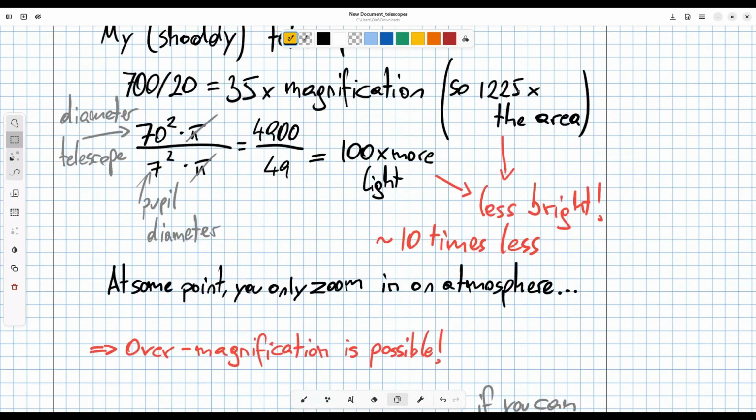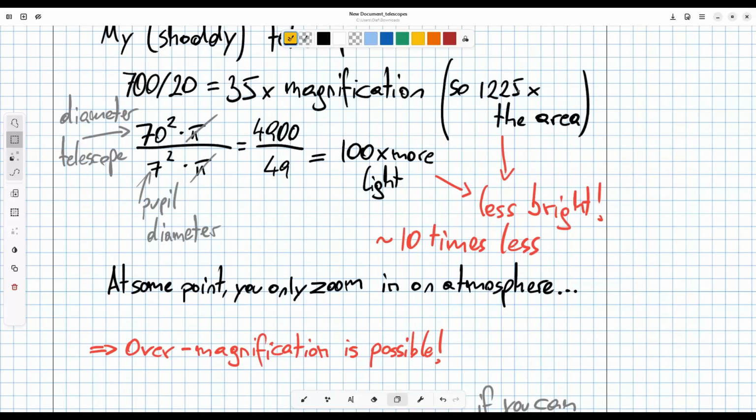So this is true. Over-magnification is a thing. It is possible. Chris gives a telescope homepage. They give there the equal brightness eyepiece that you have to use for something to have the equal brightness.